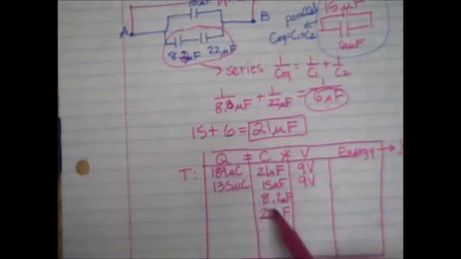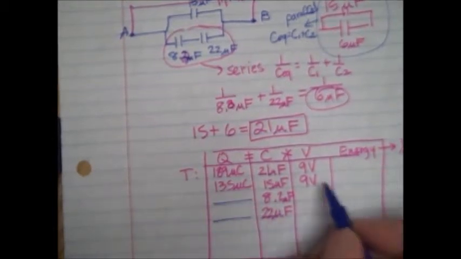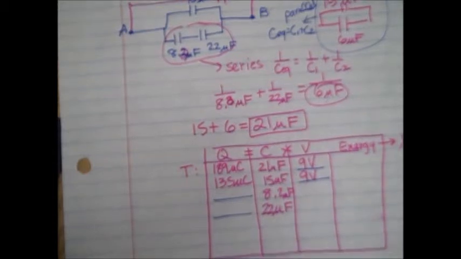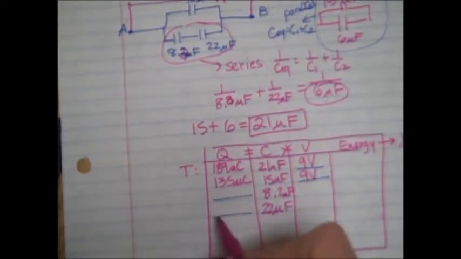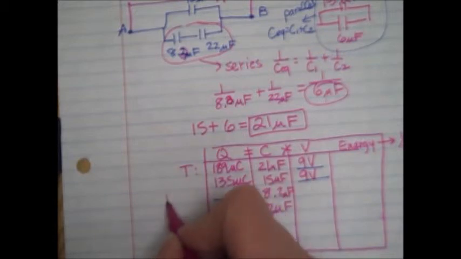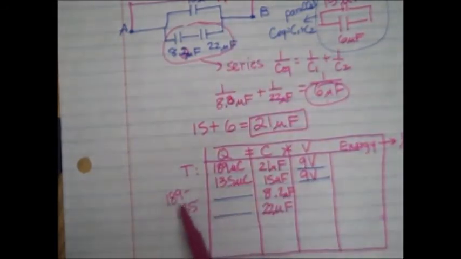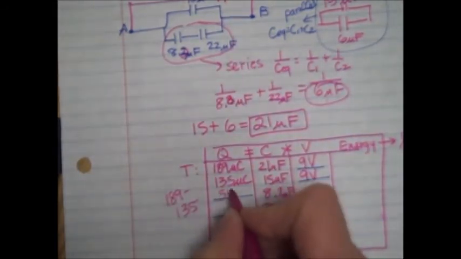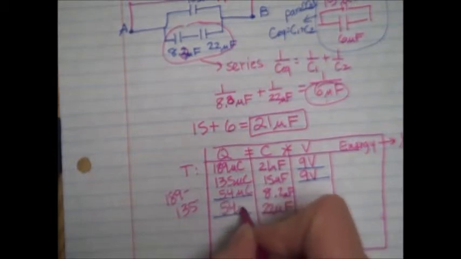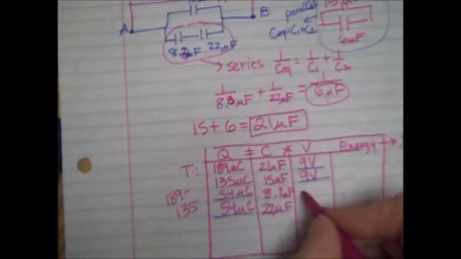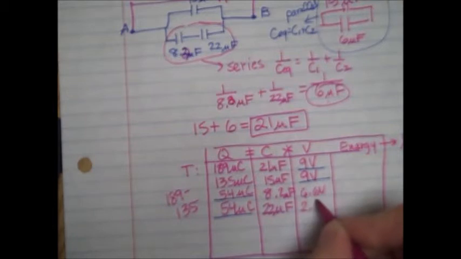Then remember that the ones in series will have the same charge, so I know that these two will be the same, but their voltage will be shared, so their voltages will add up in total to 9. In order to figure out what charge these have, you started with 189 minus 135 that went on the branch with the 15, so what has to be left over is 54 microcoulombs. Once you do those charges with this capacitance, again, use Q equals C times V, and you get these voltages to be 6.6 and 2.5 volts.